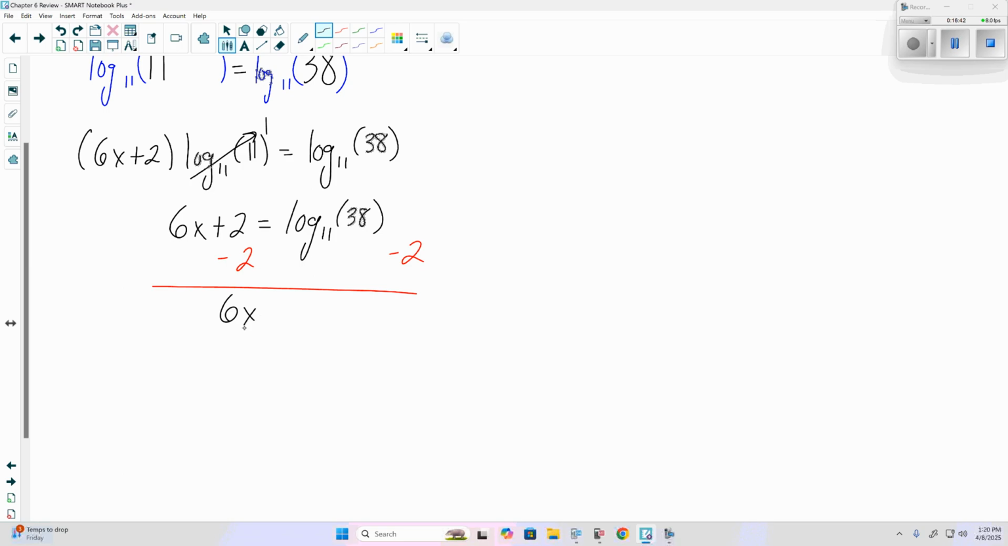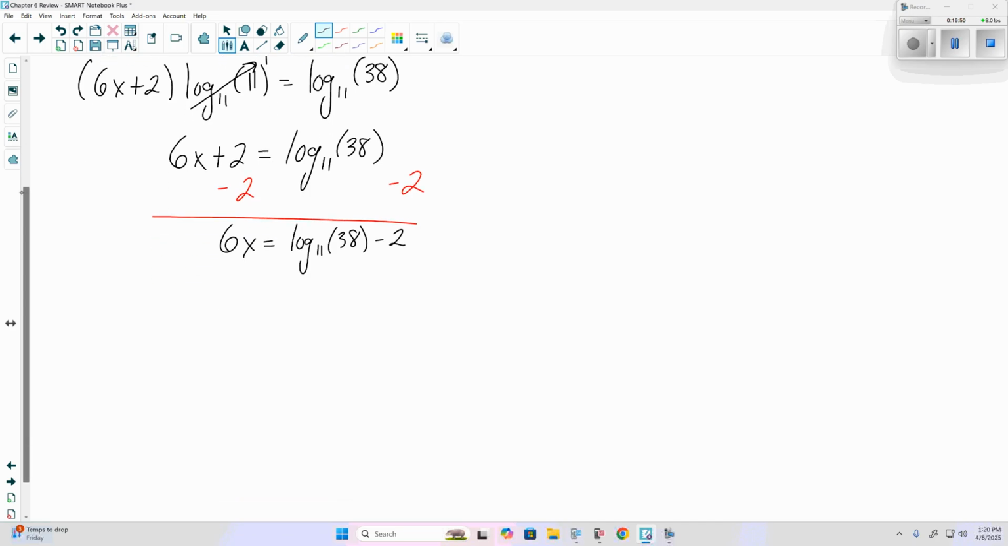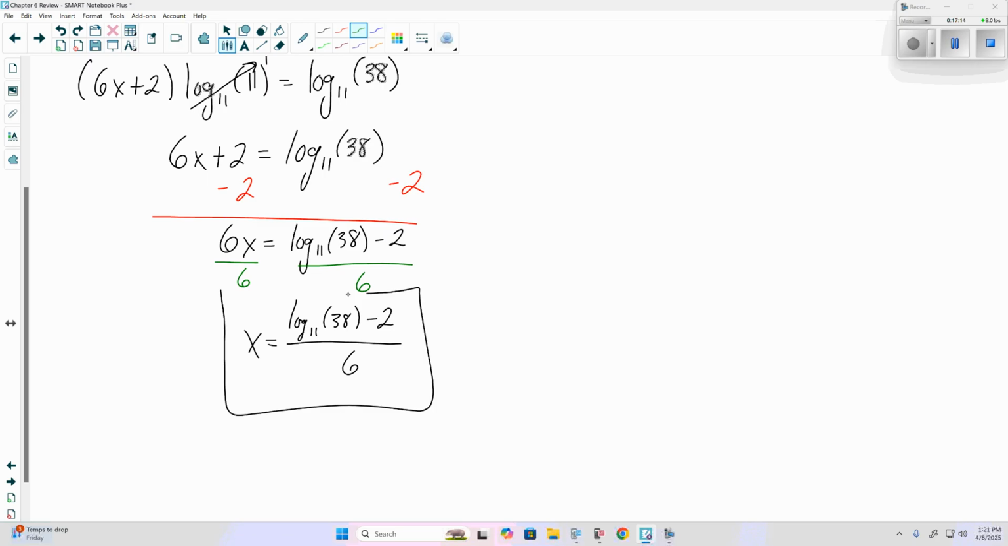Minus 2 from both sides, telling us that 6x is equal to log base 11 of 38 minus 2. Still not by itself, so we would divide both sides by 6, telling us x is equal to log base 11 of 38 minus 2 divided by 6. And that's it. I'm not asking you to take it any further than that.